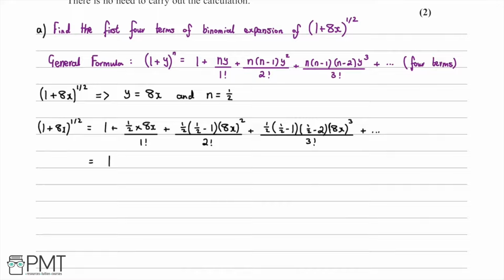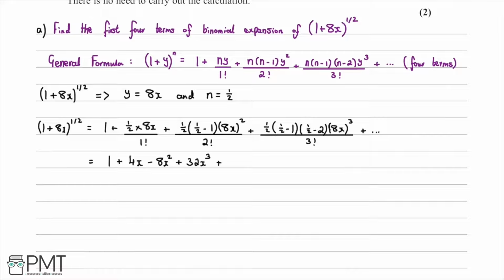So then all that's left for us to do is simplify this. So our 1, can't simplify that anymore. Then we have a half multiplied by 8, so that leaves us with 4x. Then we can put this into our calculator just to do the simplification. So we'll have a half multiplied by negative a half multiplied by 64. So that's going to be equal to negative 8x squared, and then doing the same for our last term, that leaves us with positive 32x cubed.